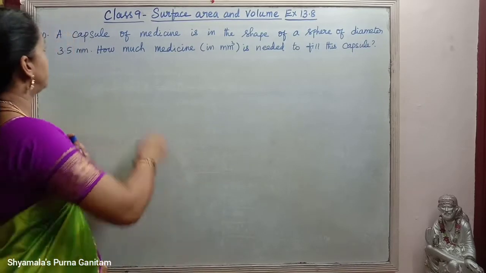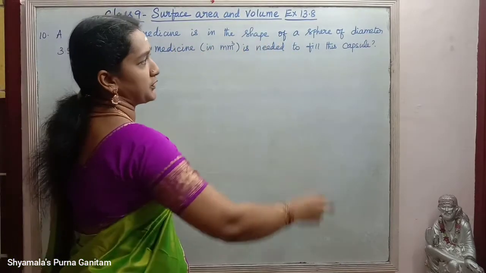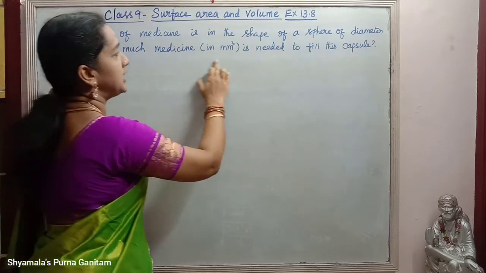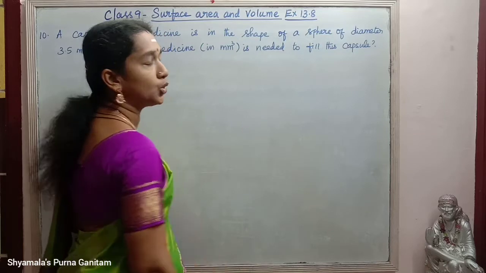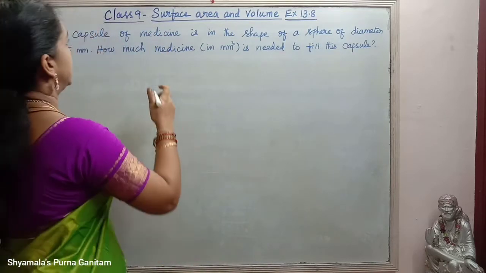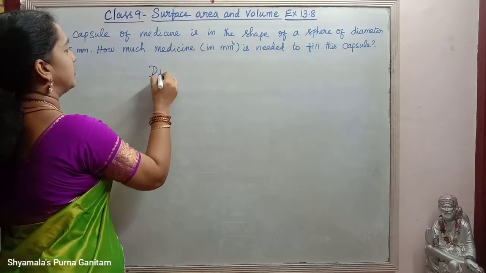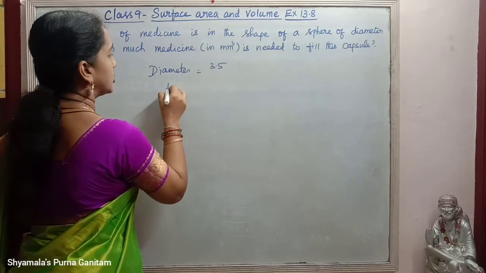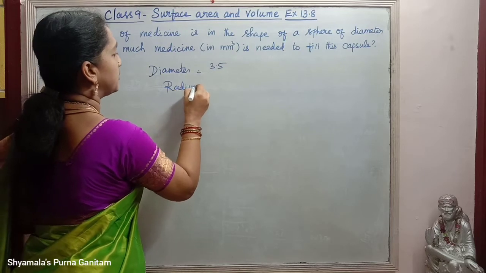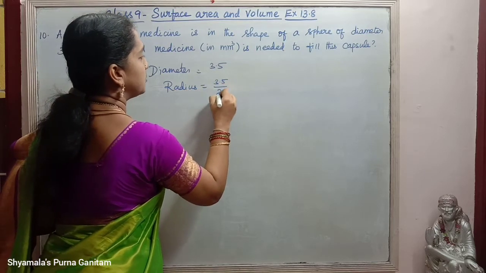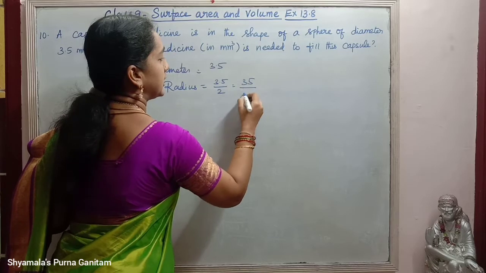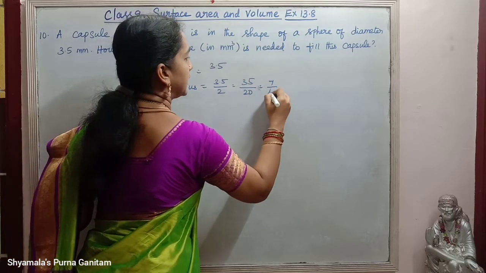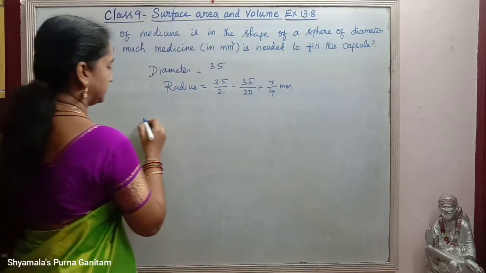Okay. Now 10th sum. A capsule of medicine is in the shape of a sphere of diameter 3.5 millimeter. How much medicine in millimeter cube is needed to fill this capsule? So the diameter is given, the diameter is equal to 3.5. So the radius is equal to 3.5 by 2. This I am writing as 35 by 20. If I simplify, I will get 7 by 4 millimeter.